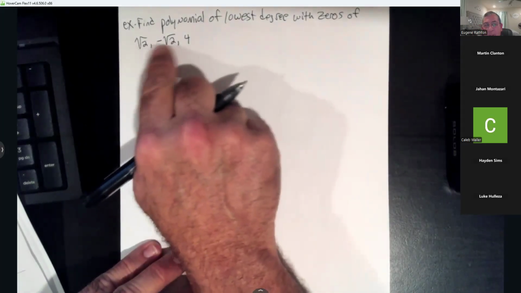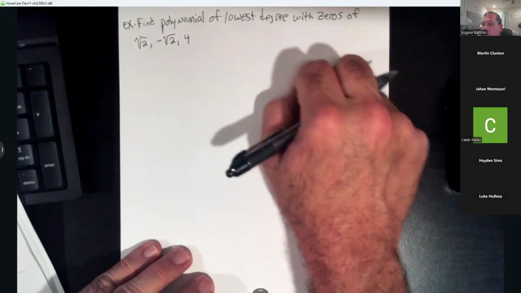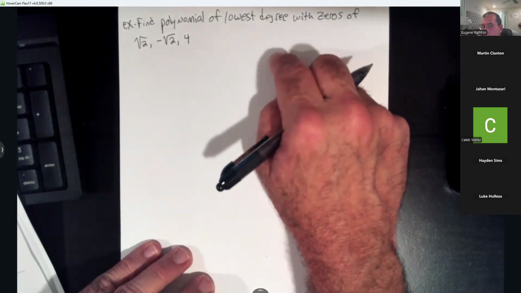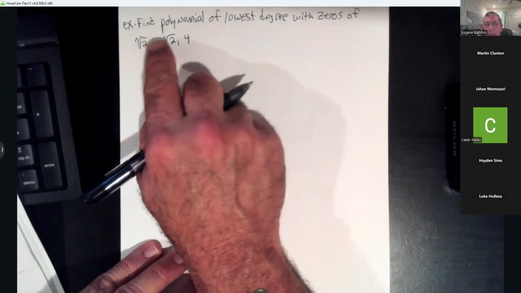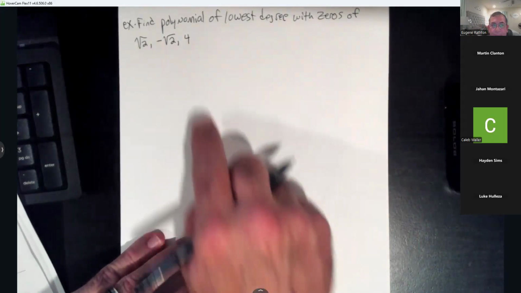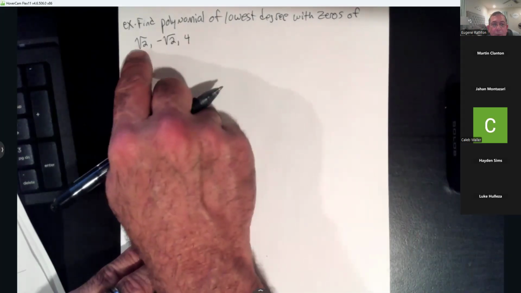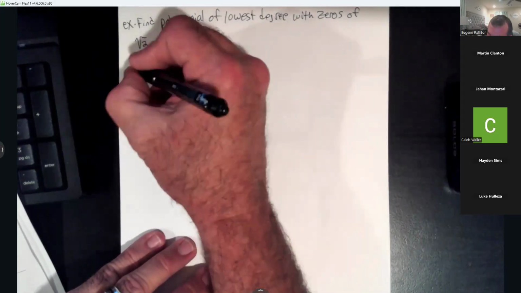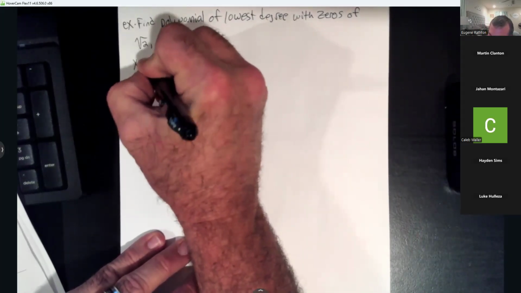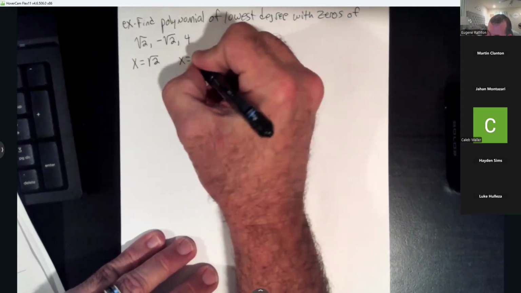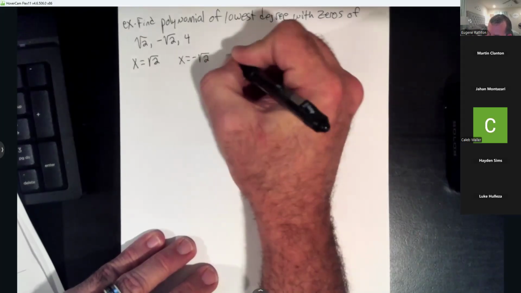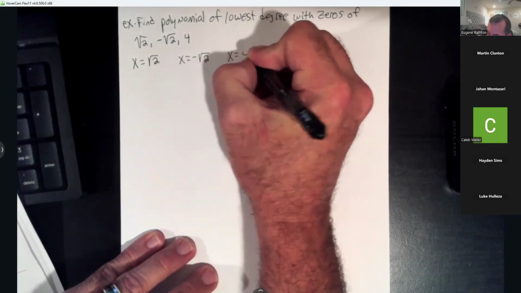And y'all, the reason you're getting two of these is because remember when we took square roots, we always put a plus or minus in front of them square roots, right? So that gave you the positive and the negative. All right, y'all, so three zeros, three equations. X equals square root of 2, x equals negative square root of 2, x equals 4.